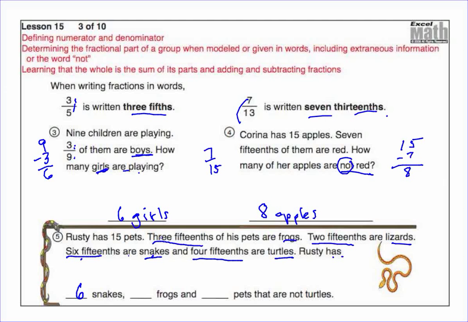All right, frogs, it says 3/15 are frogs. So that means he's got 3 frogs. And the next one says, notice, not turtles, and he's got 4/15 that are turtles. So what you want to do is write 15 minus 4 right here. That's 11. So the answer is 11 pets that are not turtles because 4 of them are turtles.